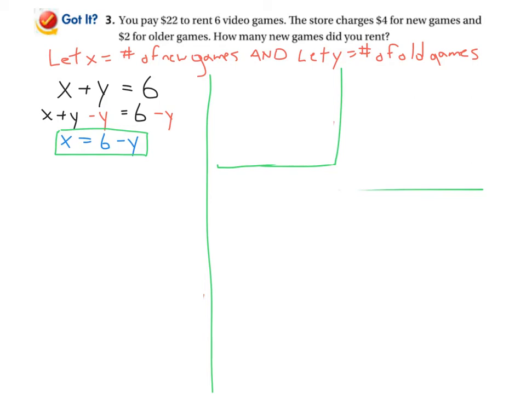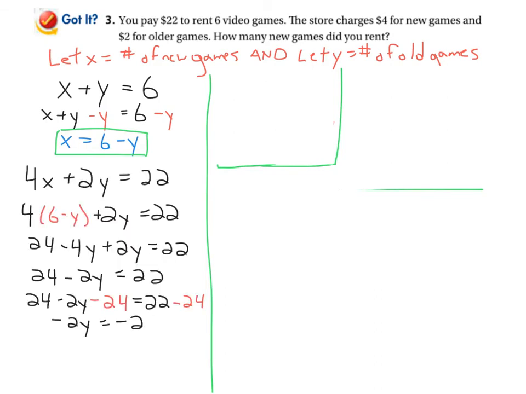Okay? How's the other way that we can write an equation from this? Well, we know the cost of each one. So we can say if the new games cost $4, then 4 times the number of new games will be how much you pay for the new games. And Y represents the old games, and you're paying $2 each. So 2 times however many old games you rented will be how much you paid for renting the old games. Okay? And that should equal the total $22 that you spent. Now, we've got this solved for X, and so we're going to replace X with what it's equal to in terms of Y. And now we have an equation in one variable that we can simplify.